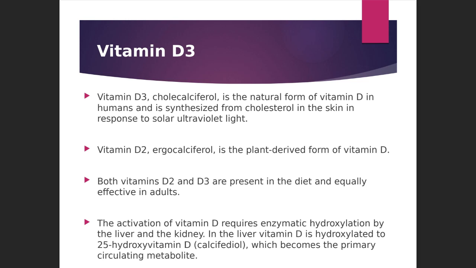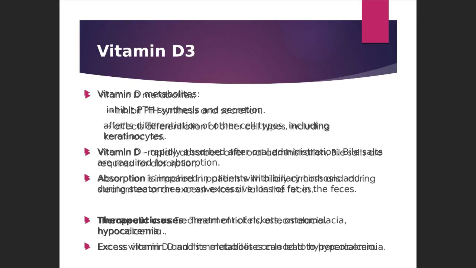The activation of vitamin D requires enzymatic hydroxylation by the liver and the kidney. The liver hydroxylates vitamin D to 25-hydroxy vitamin D, which becomes the primary circulating metabolite. The other vitamin D metabolites inhibit parathyroid hormone synthesis and secretion and affect differentiation of cell types, including keratinocytes.